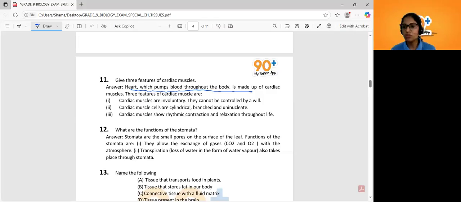I can move my hands according to my will, isn't it? I can move my head, that is possible, but not my heart, right? It's not possible. They are made up of cardiac muscle which is involuntary and cannot be controlled according to our will. And cardiac muscles are cylindrical and branched. Uninucleate. Uninucleate means they have only one nucleus, okay, one nucleus can be seen. Now, cardiac muscles show rhythmic contraction and relaxation throughout life. Okay, throughout life, we can see rhythmic contraction and relaxation in cardiac muscles.